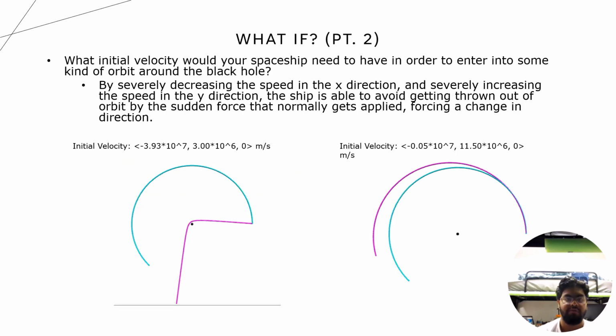For the what if: what initial velocity would your spaceship need in order to enter into some kind of orbit around the black hole? By severely decreasing the speed in the x direction and severely increasing the speed in the y direction, the ship is able to avoid getting thrown out of the orbit, which you can see here. On the left, it's where it gets thrown out of orbit, and on the right, you can see it's actually following a steady orbit along with the planets.